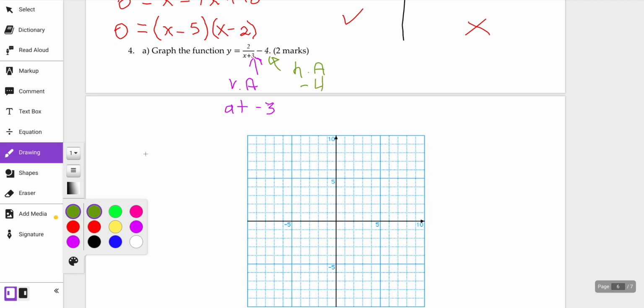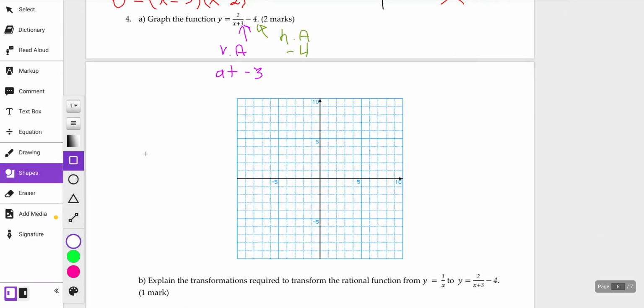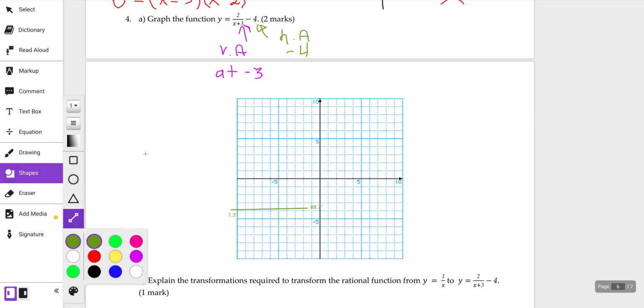So I was looking for you to draw those asymptotes right here. And you would draw them with dotted lines, right?